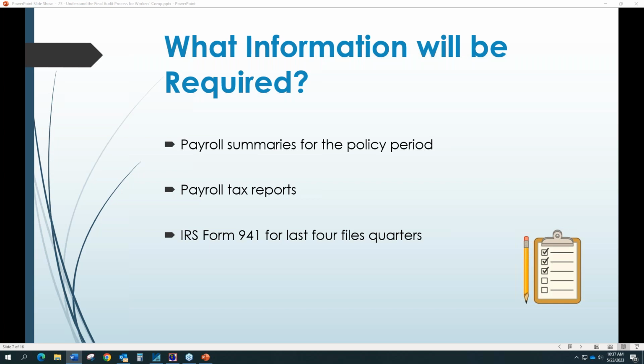I do see a question in the chat. Does the insured automatically get a copy of the audit, or do they have to request one? For the final audit with the results, the insured will always receive one directly from the carrier. The carrier will send it direct to the insured, and they will also send a copy directly to the broker. So you'll both have one.